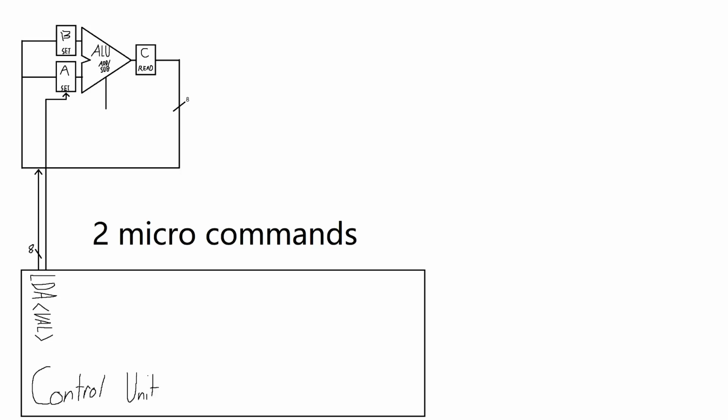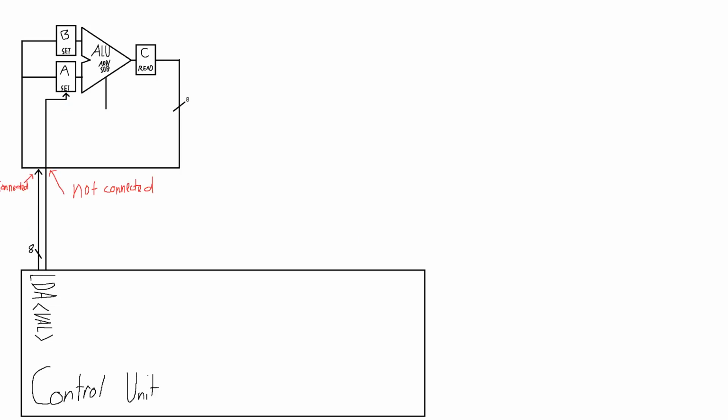This takes two microcommands. First, output the number you'd like to save onto the bus. Second, set the register A to the bus. Side note, lines that cross aren't connected unless they use arrows. All of the commands on the CPU execute because of the control unit.